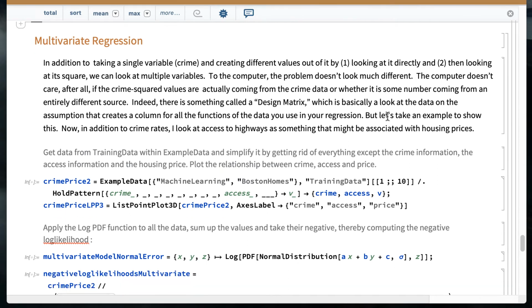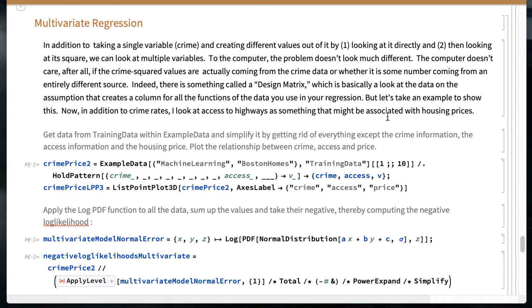Okay, so far, I've just looked at one piece of data in trying to predict home prices. I've used crime. But what if I have multiple variables? What if I want to use crime and, maybe, access to freeways? Can we do that? The answer is yes, and to the computer, the problem doesn't look any different than what I just did, where I used x in multiple ways by taking x squared and x. Here we're just taking x and y, as it were, crime and access.